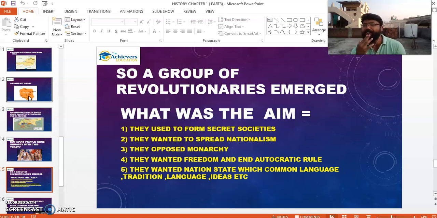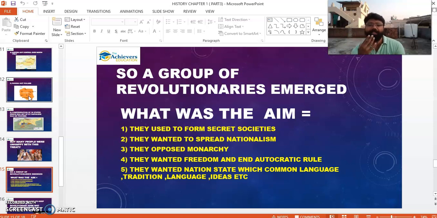A group of revolutionaries emerged. The revolutionaries, you know it very well, the Deshbhakt, right? So let us see what this group of revolutionaries was, and what was their aim. Very first thing, they used to form secret societies. Now what is the meaning of a secret society? As you get it from the term itself, a small association working in secrecy to bring out some change. So those were the secret societies.